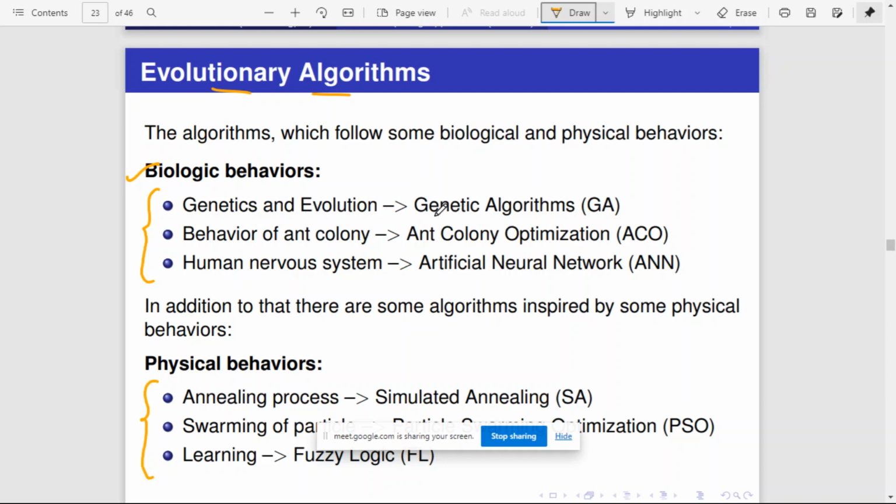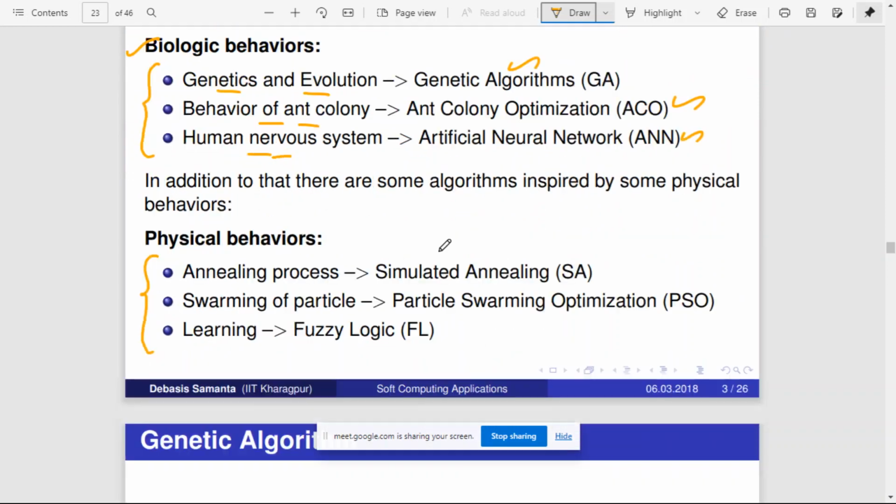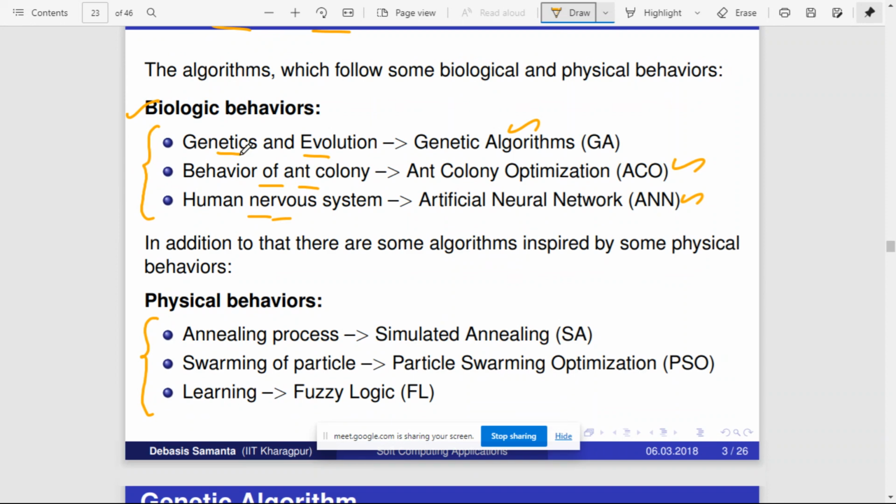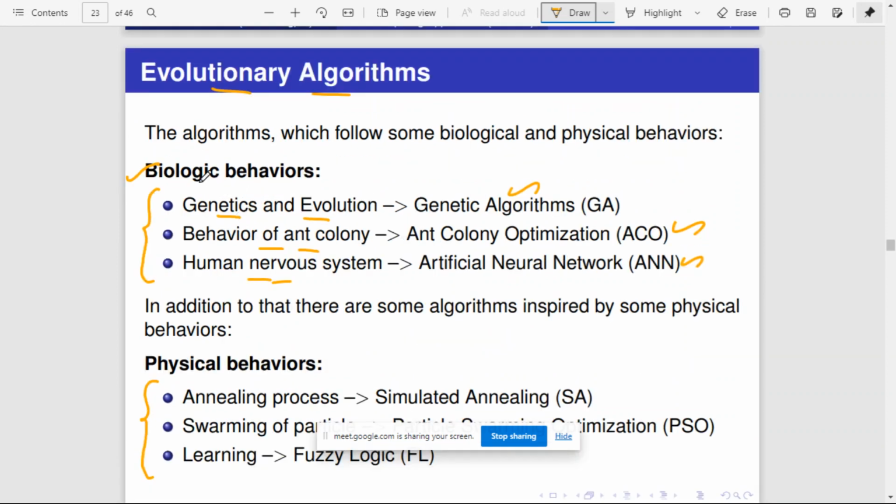So there is a class of algorithms which are inspired from genetics and evolution, and this class of algorithms is called genetic algorithms. And there is a class of algorithms which are inspired from the behavior of ant colonies, and this class is called ant colony optimization algorithms. And there is a class of algorithms which are inspired from the human nervous system, and these are called ANN, artificial neural networks, right? So these are the three evolutionary algorithms which are based on biological behaviors.